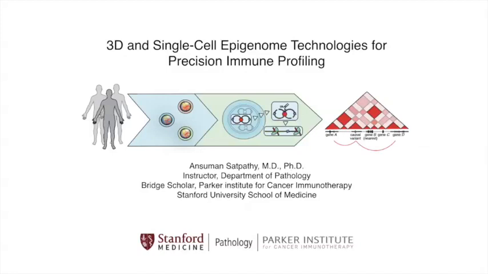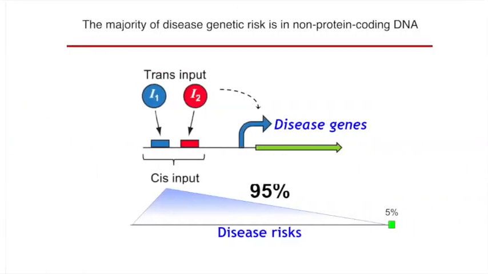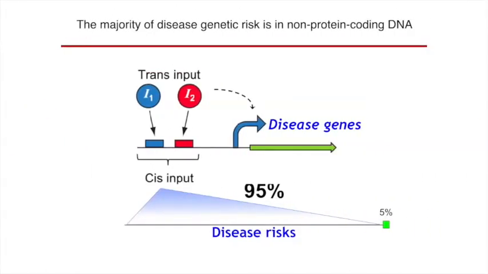What our group is generally interested in understanding is how regions of non-protein coding DNA in the genome impact the expression of disease-associated genes. When we talk about the non-coding genome, which makes up about 98% of your whole genome, we're talking about primarily two things. We're talking about cis inputs, typically thought of as enhancer regions in the genome that control gene expression, or trans inputs, which are typically thought of as transcription factors that bind to these elements and bring them close to the genes that they regulate.